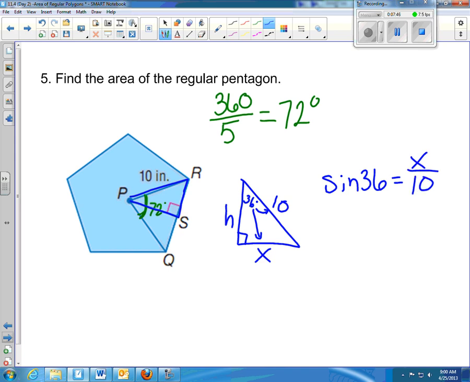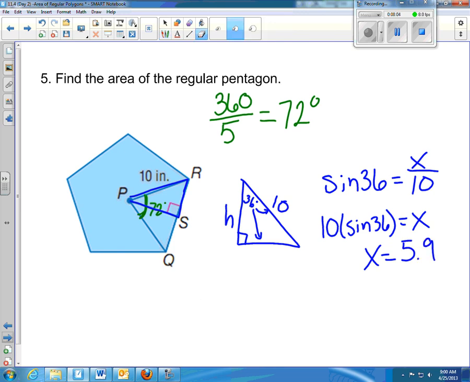Because x is on the top, we're going to multiply. Go ahead and do that out on your calculator, and let's round to 1 decimal place to find out how long this portion of the base is. I got 5.9, so I'm going to erase my x and put in 5.9. Now you have two options here. You can go ahead and do Pythagorean theorem, or you can do another trig function to find us that height. I am going to look at my whole base. 5.9 times 2, we end up with 11.8.